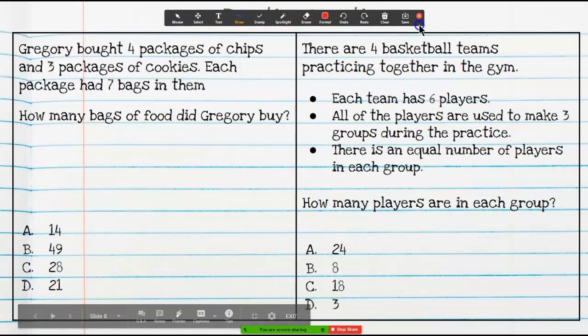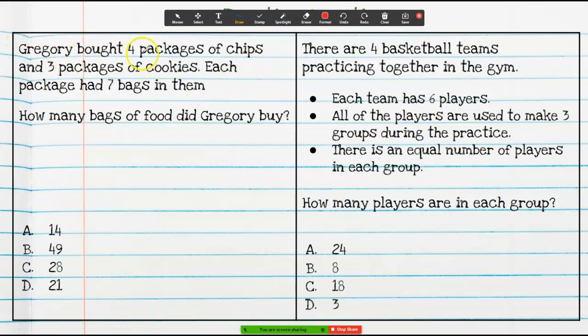Gregory bought 4 packages of chips and 3 packages of cookies. Each package had 7 bags in them. Okay, so we have 4 packages of chips, three packages of cookies, 7 bags. Each one had 7 bags. Okay, so we have the word each here. How many bags of food did Gregory buy?